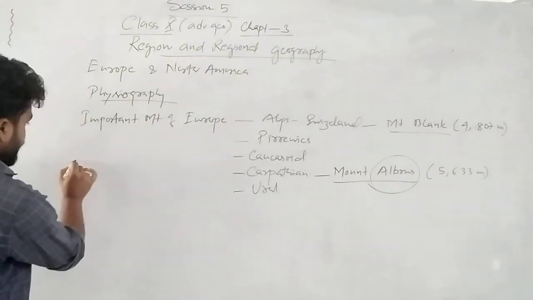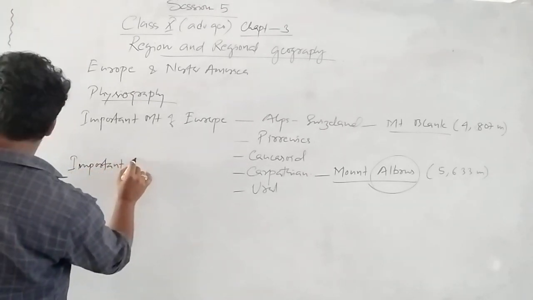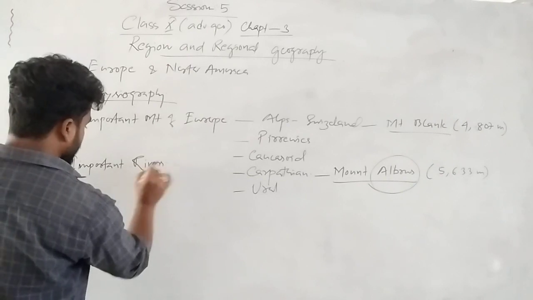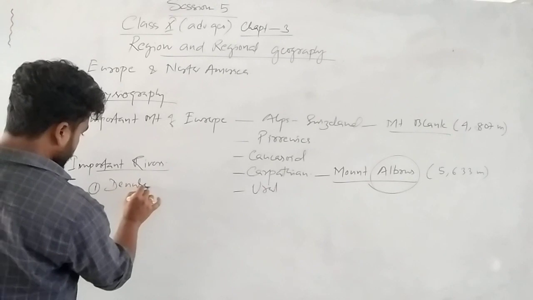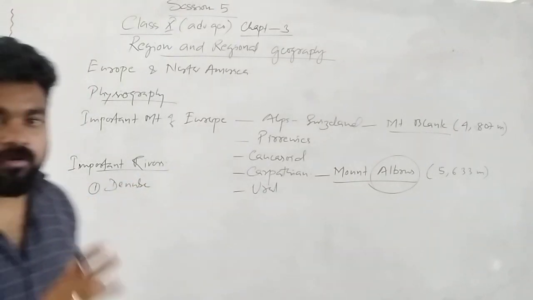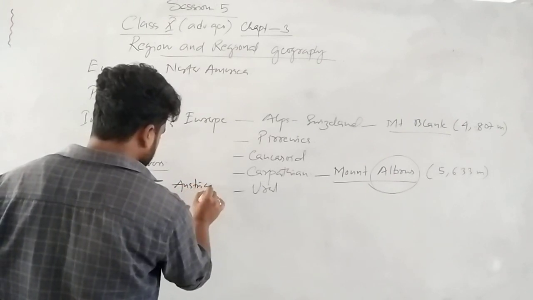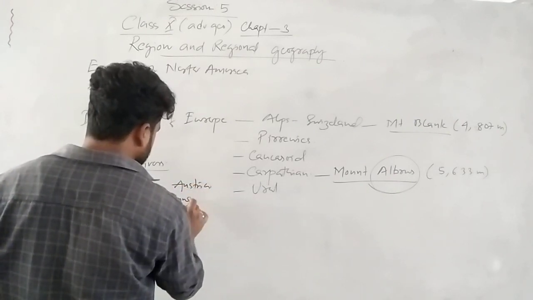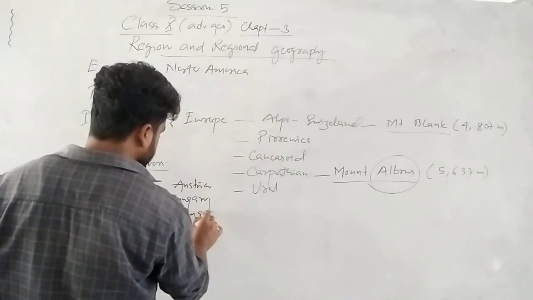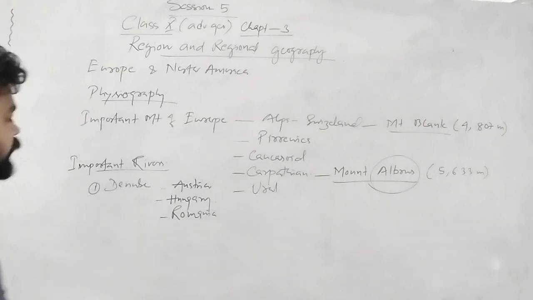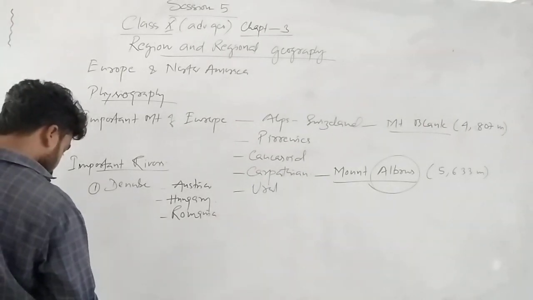Again, important rivers we will discuss here. Number one is the Danube. Danube flows through three countries: Austria, Hungary, and Romania.